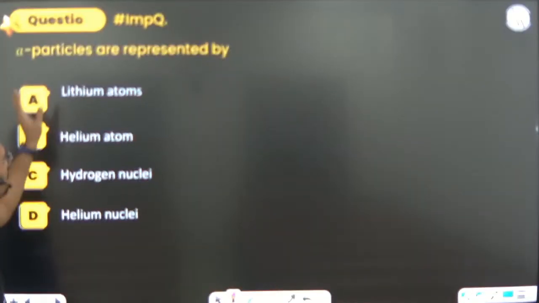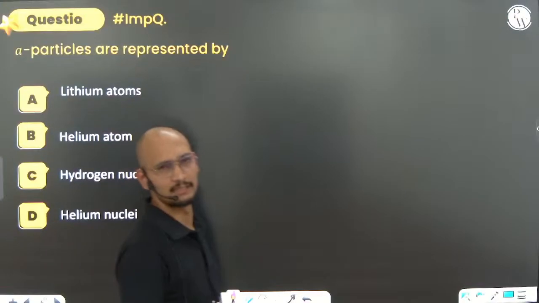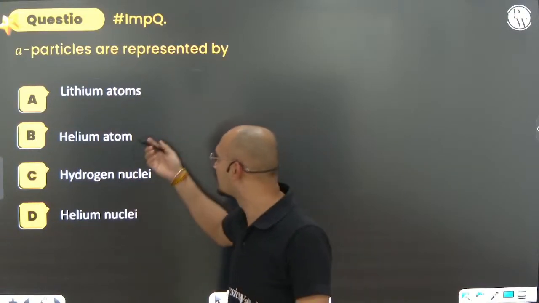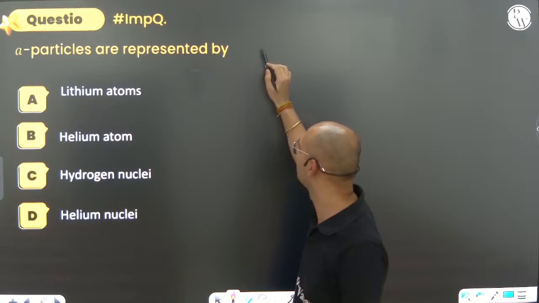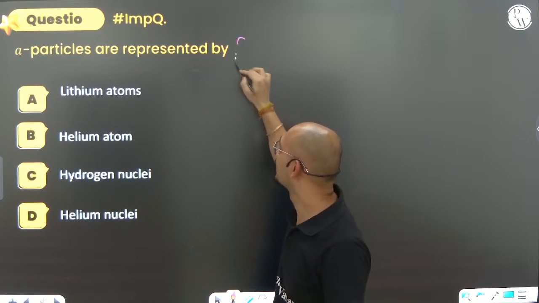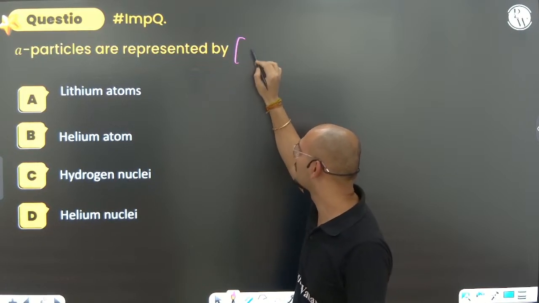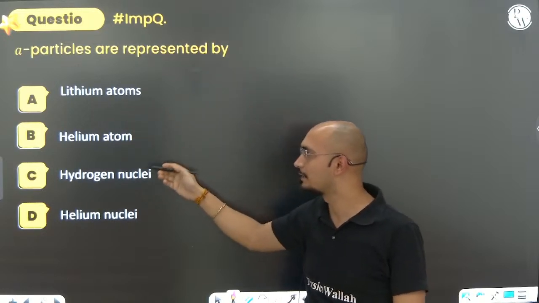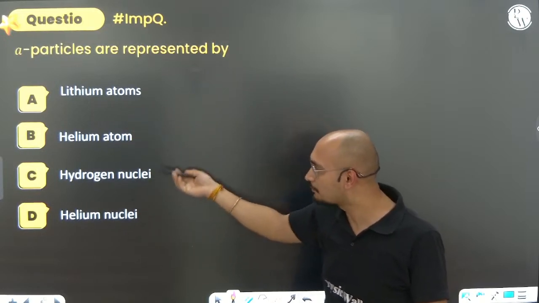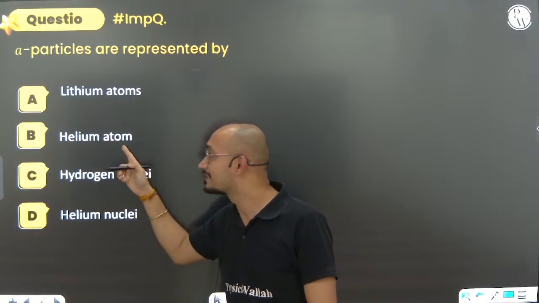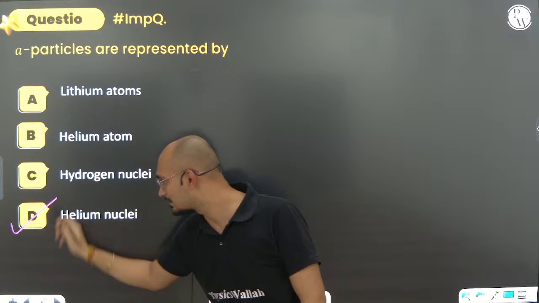Now alpha particles are represented by the alpha symbol. It is a very important thing that will come up every time, because later on we are going to study the alpha particle scattering experiment and many other things. What is an alpha particle? Is it a lithium ion? No. Is it a helium atom? Many times students remember just helium and understand it as a helium atom. No, it is not a helium atom, it is a helium nucleus.